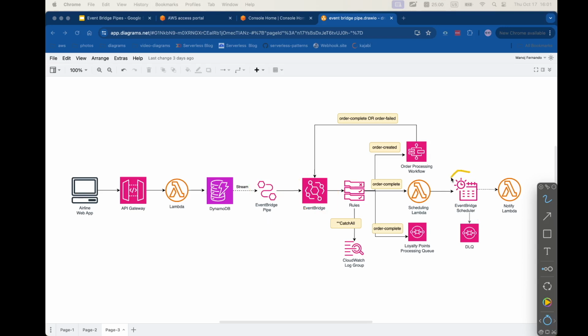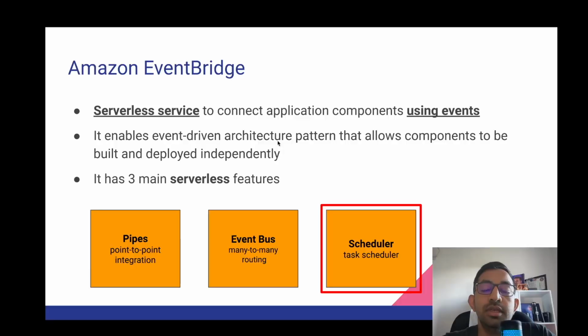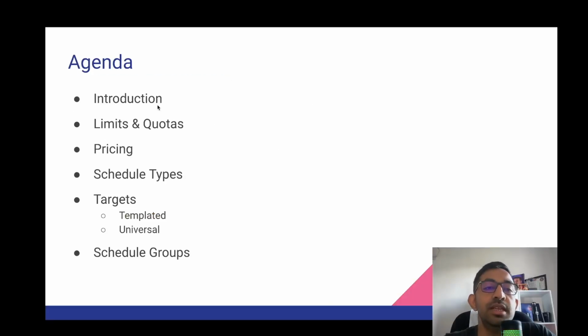In this episode, let's discuss in detail what EventBridge Scheduler is and how we can use it in our application architectures. Alright, so this is the agenda for today. We will give you an introduction to EventBridge Scheduler, and we'll talk about limits and quotas. This is very important: whenever we are using a managed service, we need to know about its limits so that we can make the correct decision. We'll also cover the pricing aspects and the different schedule types that EventBridge Scheduler supports. We'll discuss the targets, and also how we group our schedules and how we can use that. And I will also show you how we can provision all these services with AWS CDK.